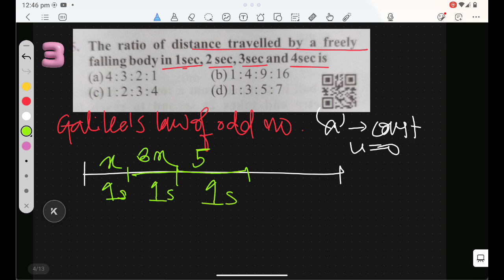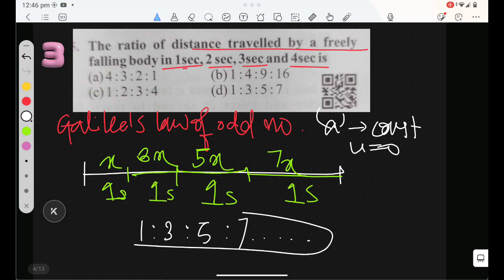and in the fourth 1 second, or in the fourth interval of time, it would be 7x. So the trend of odd number goes on. So 1 ratio, 3 ratio, 5 ratio, 7, and so on, the odd number continues. So any question like this you can solve using the Galileo's law of odd number. So 1 ratio, 3 ratio, 5 ratio, 7, option D is the correct answer.